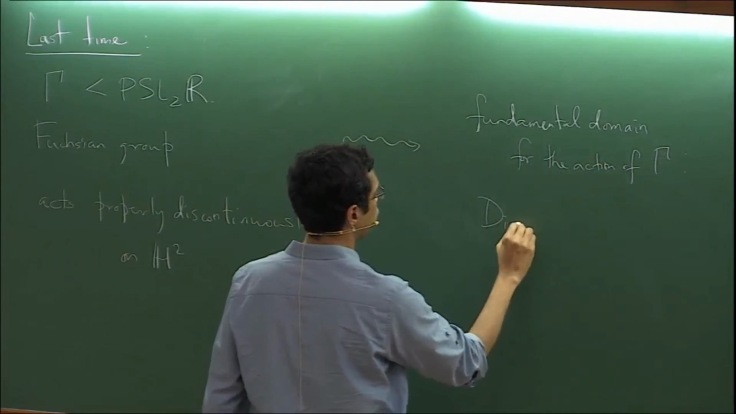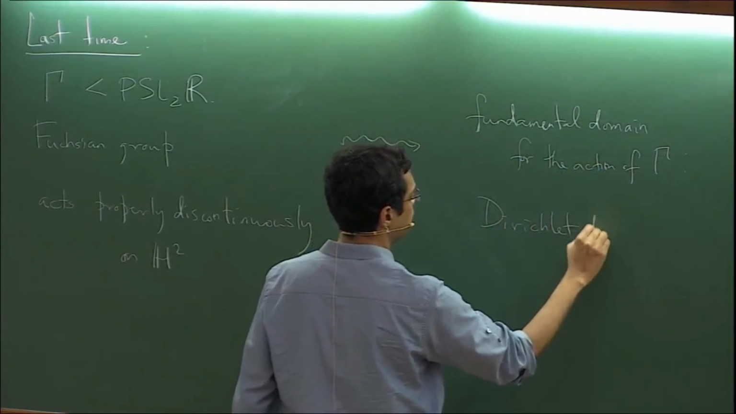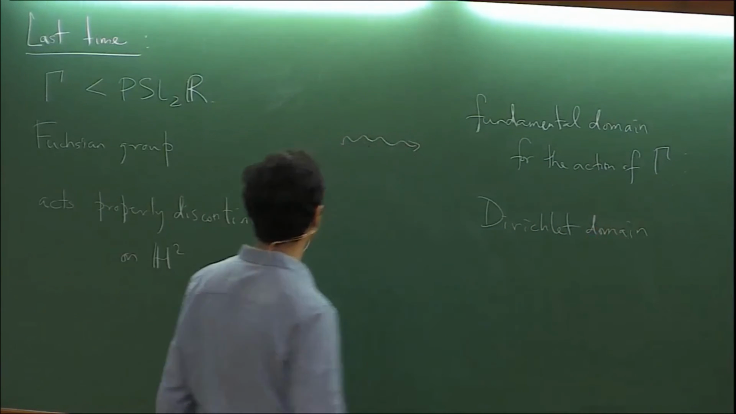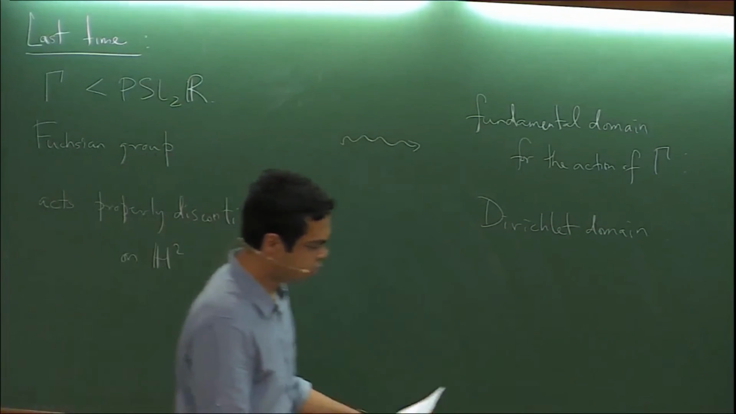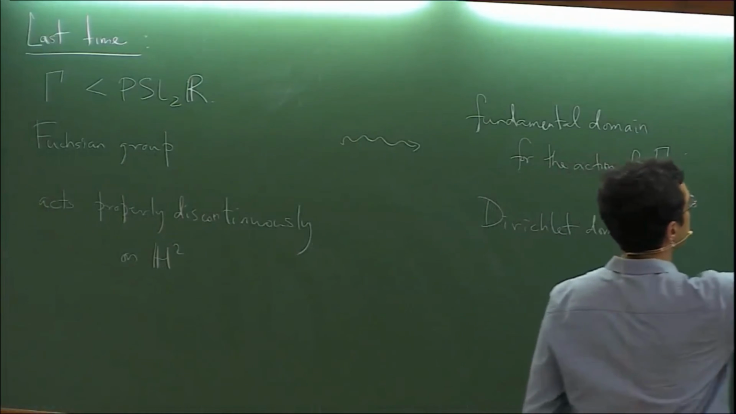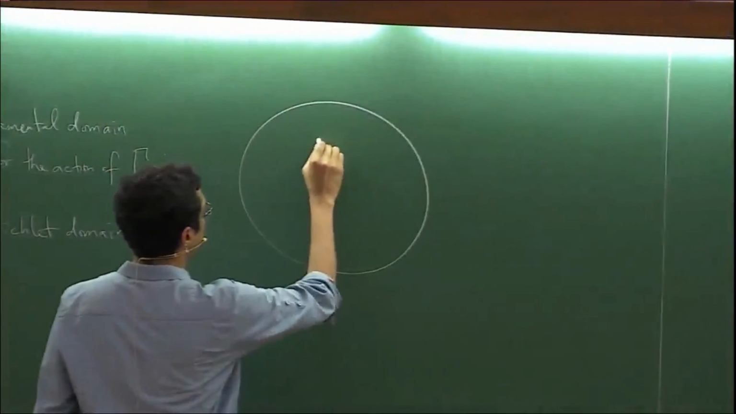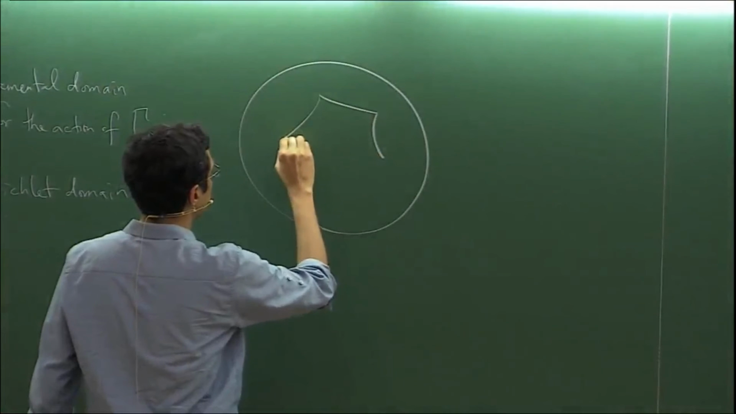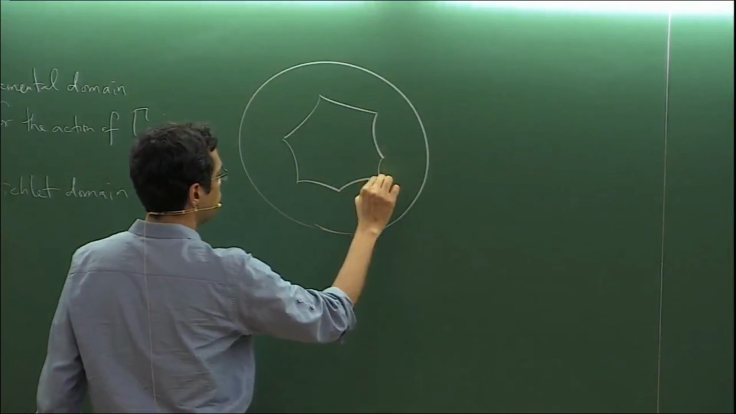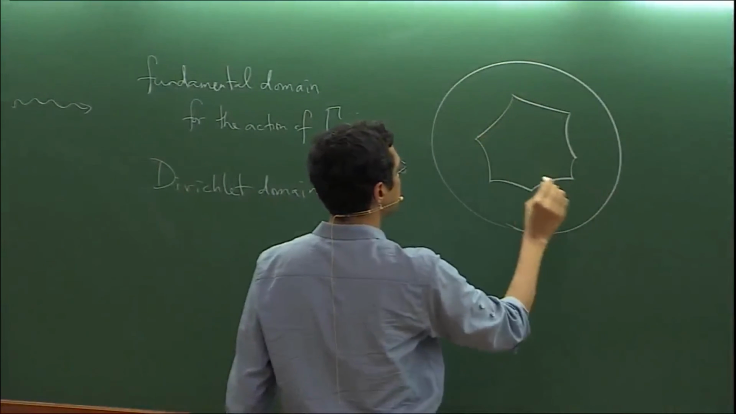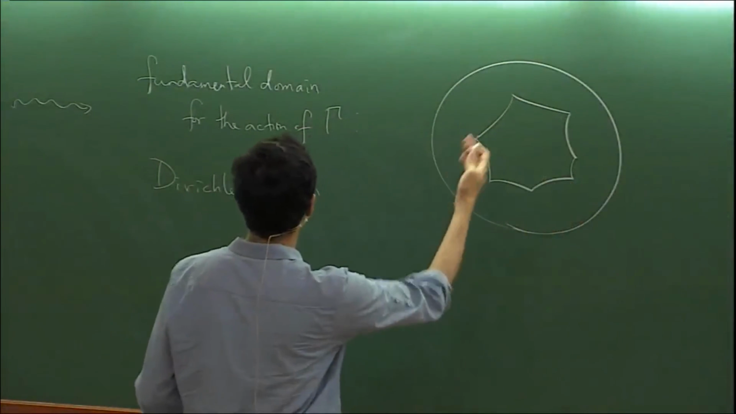And we saw a method of building such a fundamental domain, mainly the Dirichlet domain, which in principle is an infinite process, since it's an intersection of all these half spaces that we get, but which turns out to be typically some kind of geodesic polygon. If your gamma is finitely generated, it's a geodesic polygon with finitely many sides. So that's what a Dirichlet domain looks like.